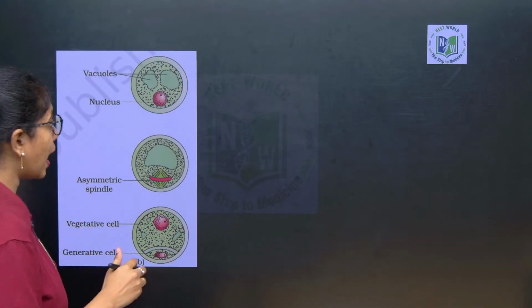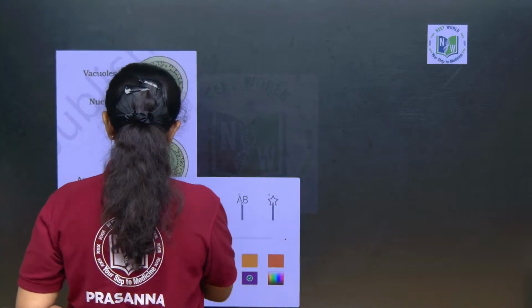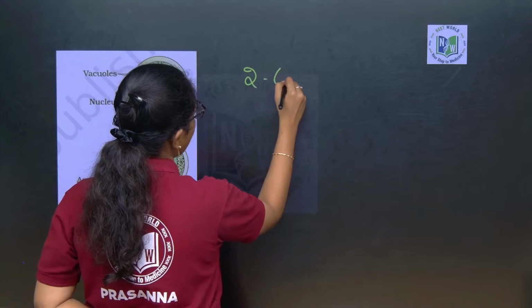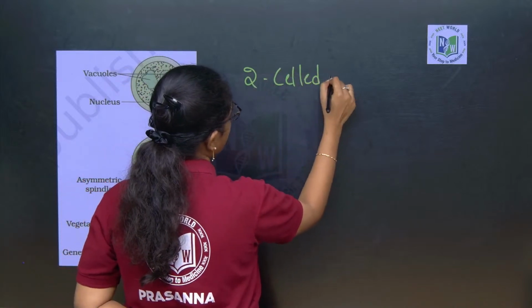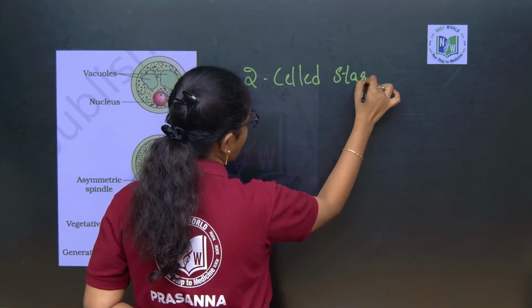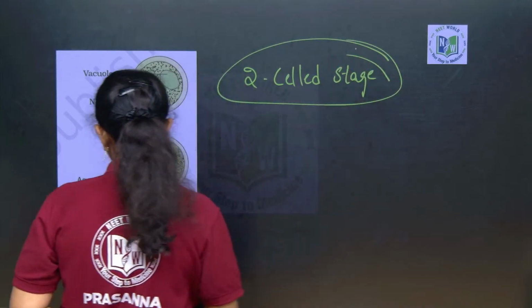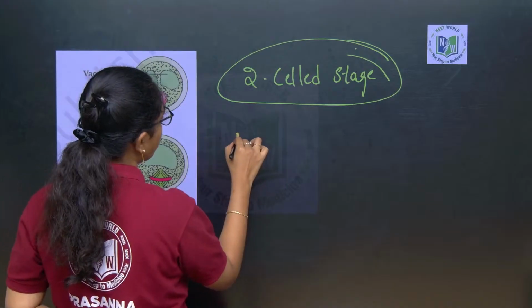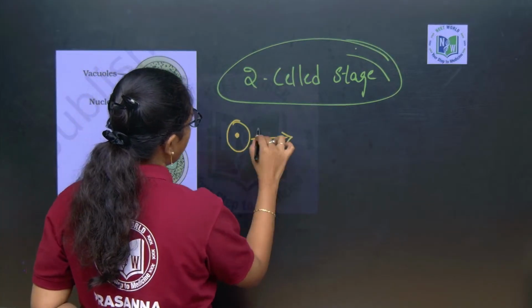Next, when it comes to pollen grain division, most of the pollen grains are released in the two-celled condition. Most of the pollen grains are liberated in the two-celled stage only. This two-celled stage is formed by mitosis. This one pollen grain will undergo mitosis.